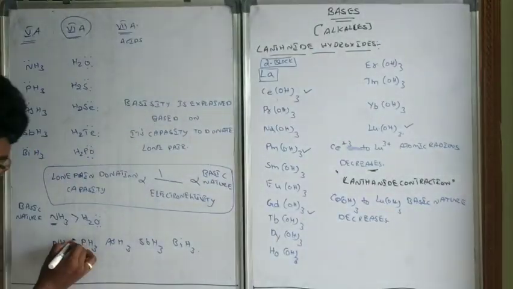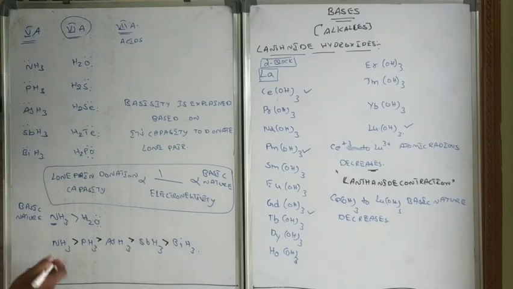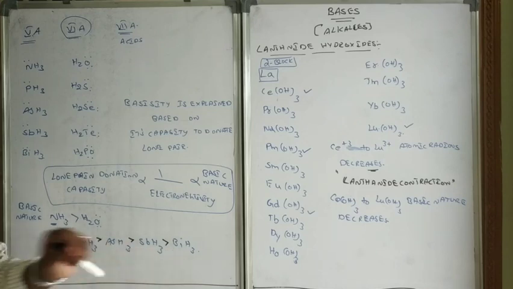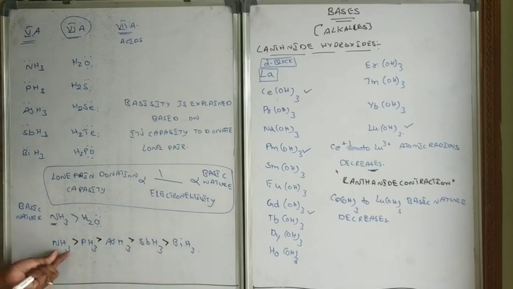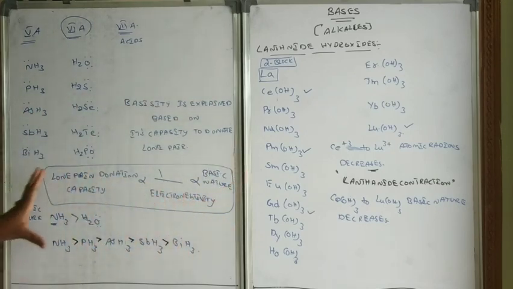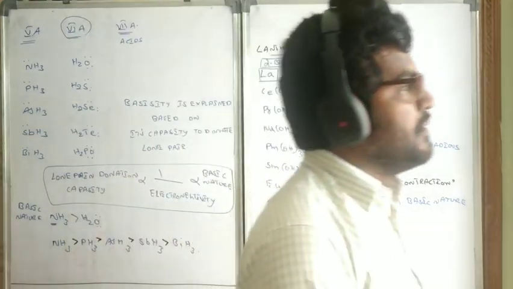So why is ammonia more basic in nature? From nitrogen to bismuth, electronegativity decreases. That is one of the reasons. Or, from nitrogen to bismuth, the size of the atom increases, and hence the lone pair accommodation increases. So it will not be available for donation, and hence bismuthine has the less basic nature and ammonia has the more basic nature. Like this we can cover the maximum bases that are possible from the periodic table.